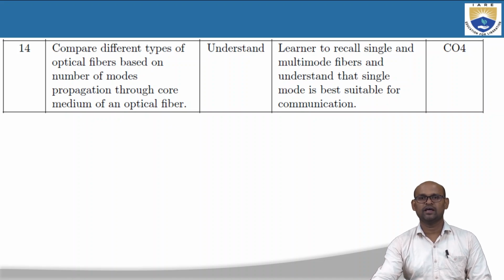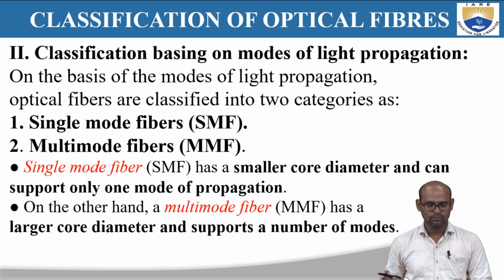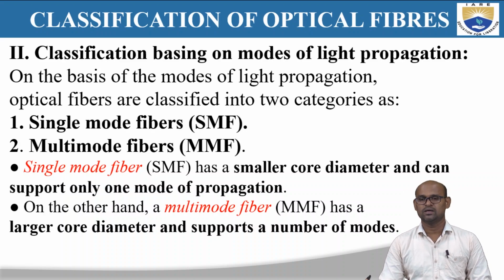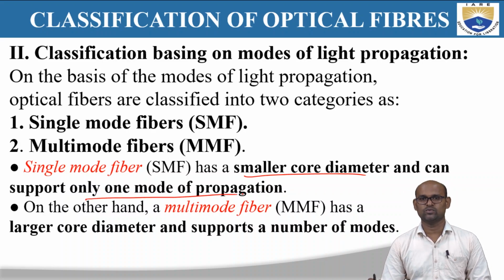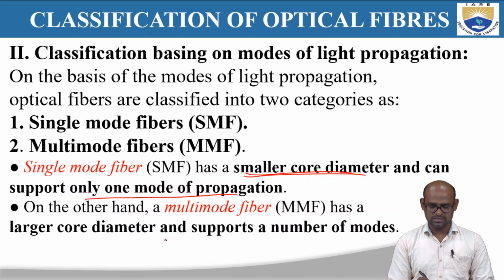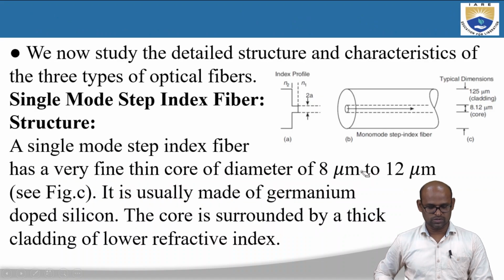14th question, compare different types of optical fibers based on number of modes, propagation through core, medium of an optical fiber. So we need to discuss different types of optical fibers based on modes. Based on modes of propagation, there are two different types: single mode fibers and multi-mode fibers. Single mode fiber has a smaller core diameter and it can support only one mode of propagation. That is why it is called single mode fiber, because of the small core diameter. Multi-mode fiber has larger core diameter and it can support multiple modes.